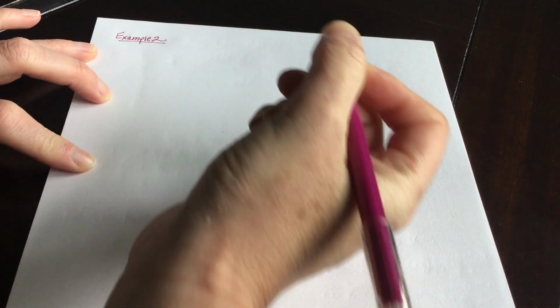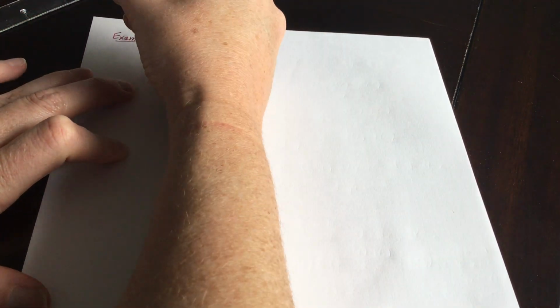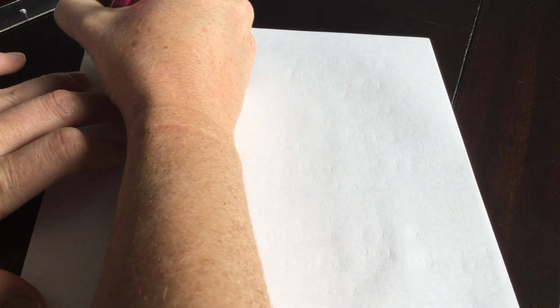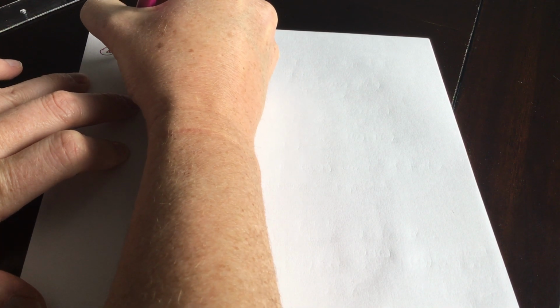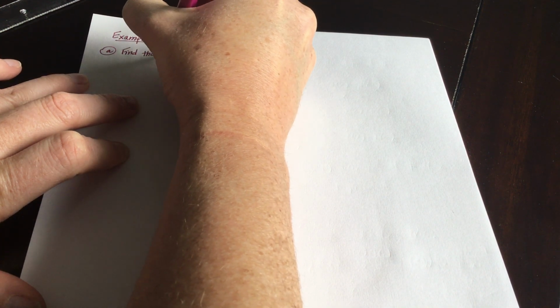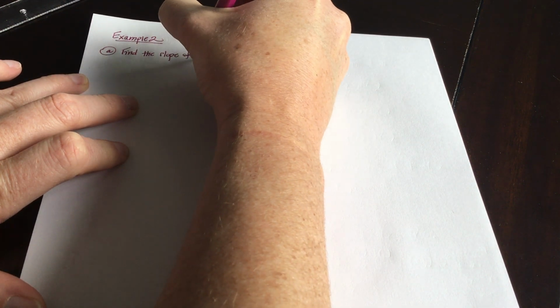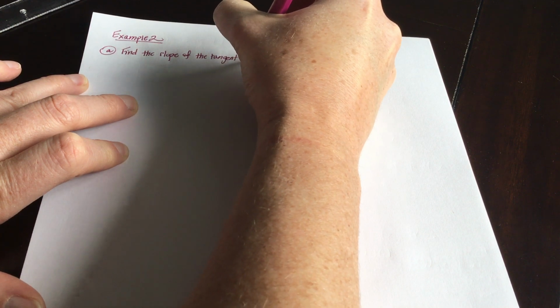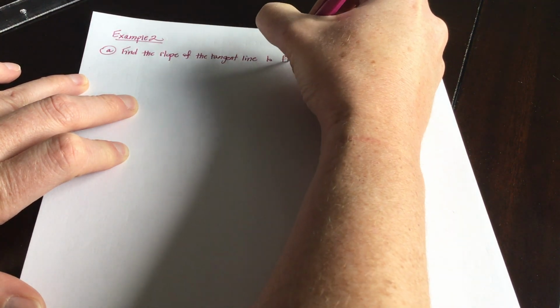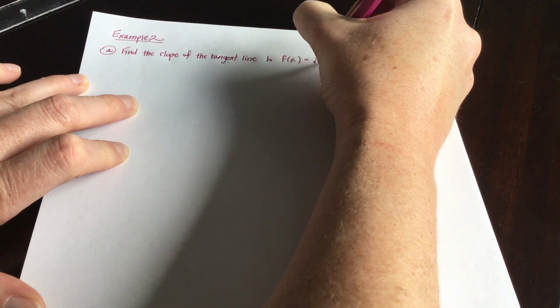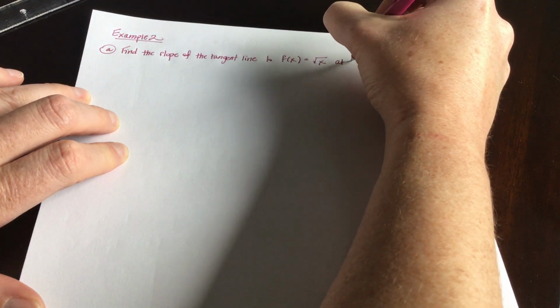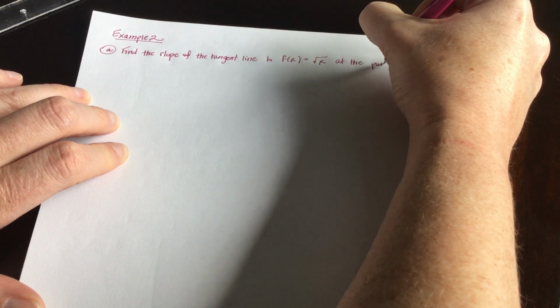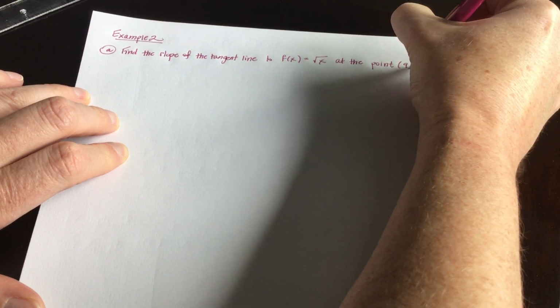Example 2. Okay, we're going to break this into 2 parts. Part A, find the slope of the tangent line to the graph of f of x equals square root of x at the point (9, 3).